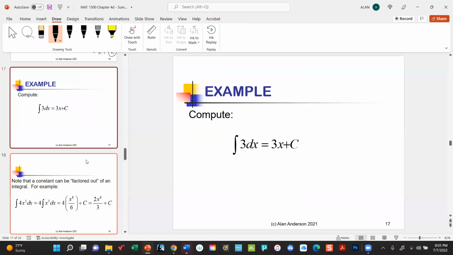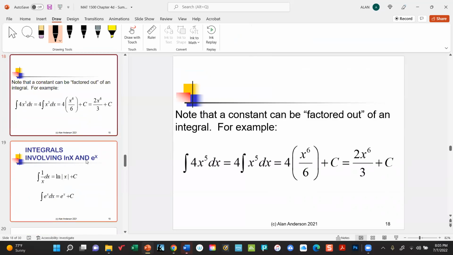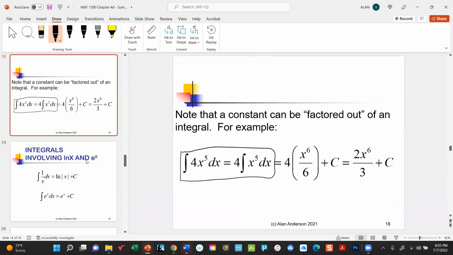Now, here's an important, helpful hint. A constant can therefore be, quote, factored out. I don't know if that's the proper terminology for an integral. So in other words, this is what I'm trying to get at right here. These mean the same thing. So what you can do is bring the constants outside so that it's easier to spot the rule you're supposed to use. Okay, so now you look and say, oh, it's this one. And that's exactly what it is.